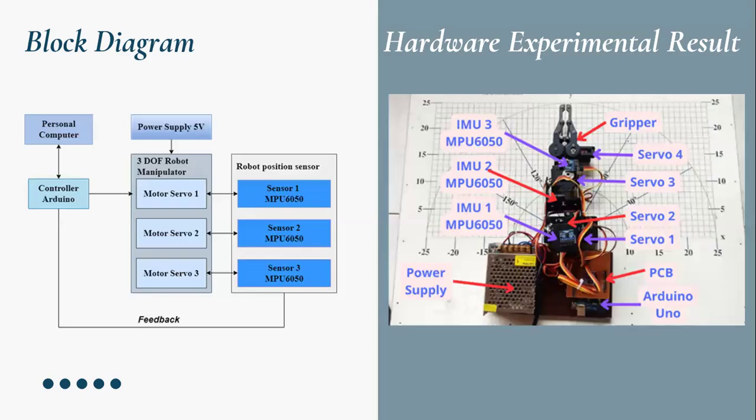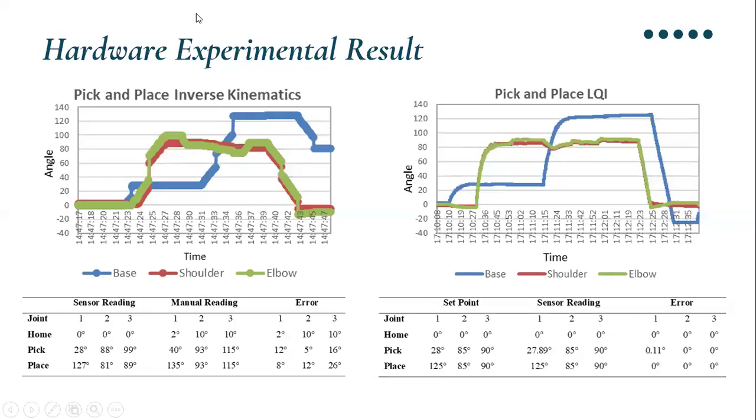In this experiment, we use an MG996R servo motor, powered by a 5-volt DC supply. The hardware experiment implementation is depicted in the figure. This is our hardware experiment. Here is the hardware experimental result.